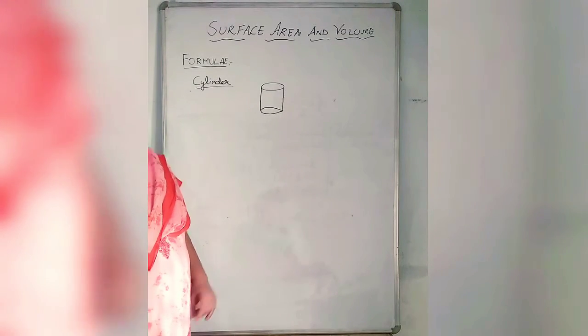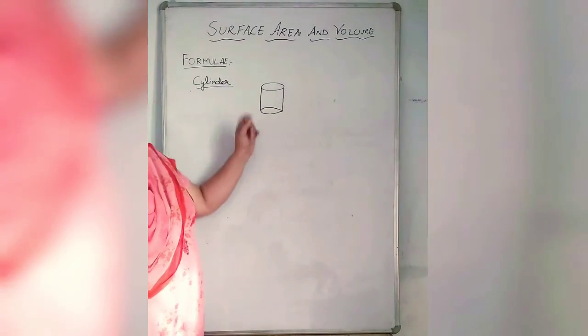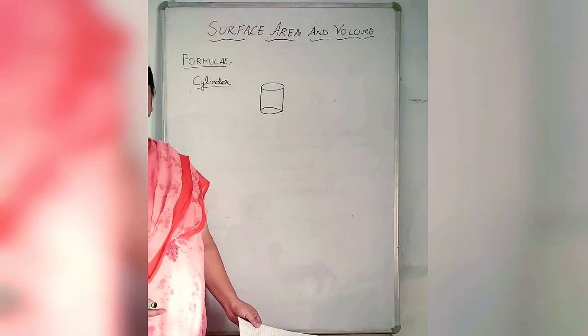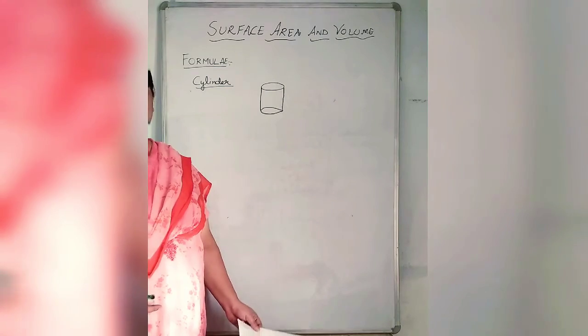Now we will learn about cylinder. This is the shape of a cylinder. Now we will learn how we obtain the curved surface area and the total surface area.